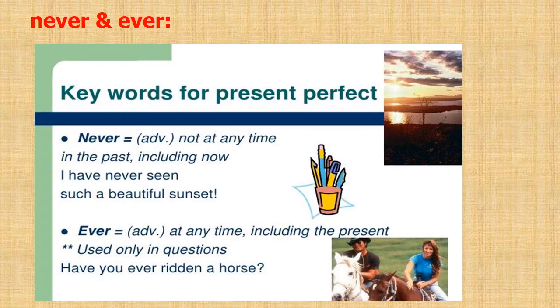Ever and never, keywords for the present perfect. The word never means not at any time in the past, including now. For example, I have never seen such a beautiful sunset. The word ever means at any time, including the present. It's used in questions. Have you ever ridden a horse? We rarely use the word ever in affirmative sentences.